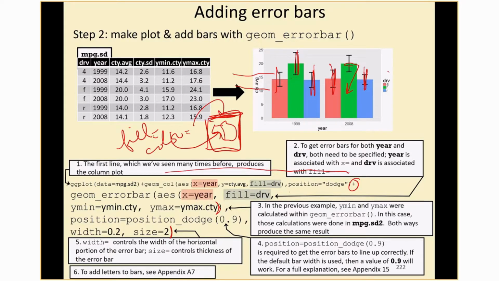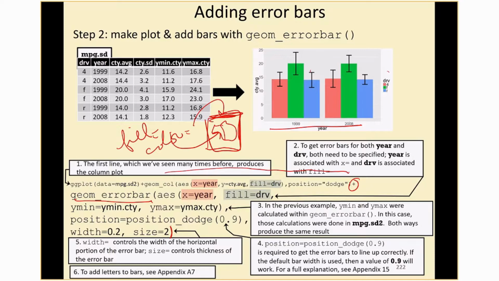I'm pretty sure that what's going on is we're trying to locate these error bars so they sit on top of the appropriate columns. The way we located these columns vis-a-vis the x-axis was x equals year and fill equals drive. So I think the reason we need x equals year and fill equals drive for our geom_errorbar, even though it doesn't make any sense to fill a line, is that it's being done to appropriately locate our error bars on top of the right columns. So those are the first aesthetic mappings.